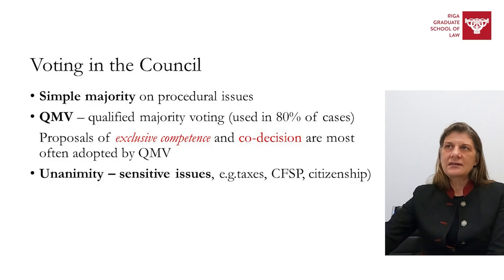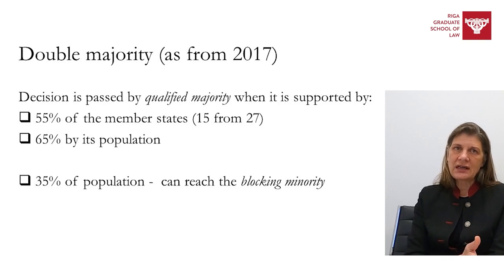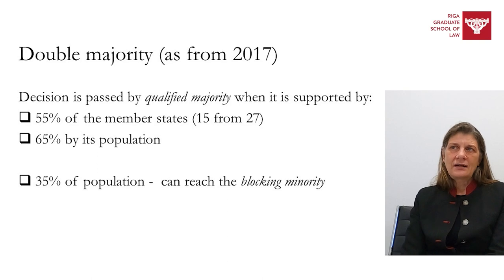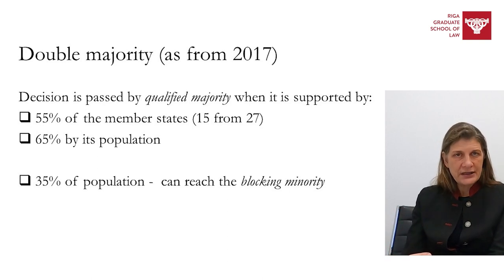So it means that as from 2017, as set in the Lisbon Treaty, the decision is passed if it is supported by 55% of the member states. The number of member states amounts to 55%, which is now 15 member states from 27, so there has to be a positive vote from 15 member states, and this positive vote is also represented by 65% of the population.